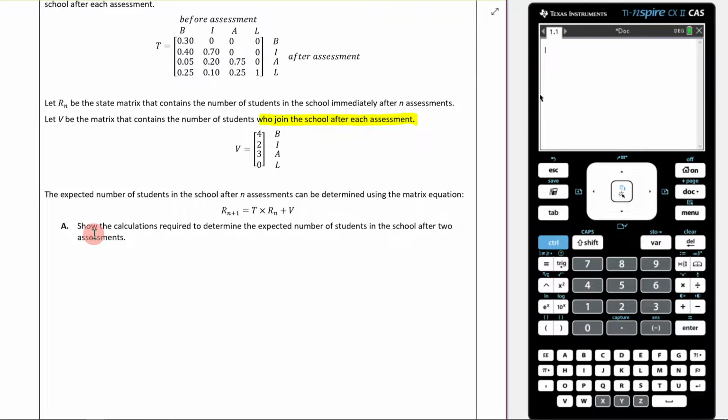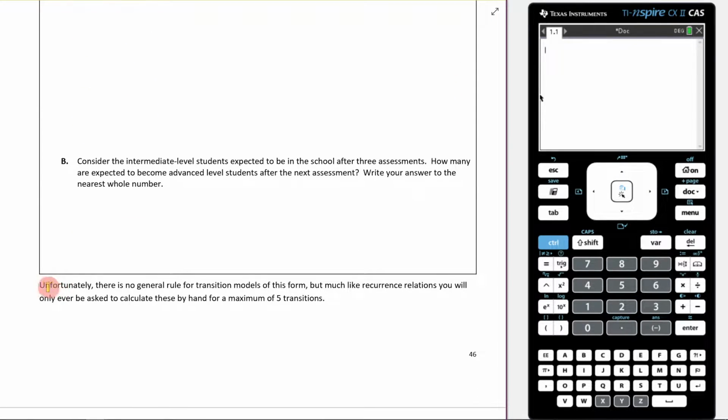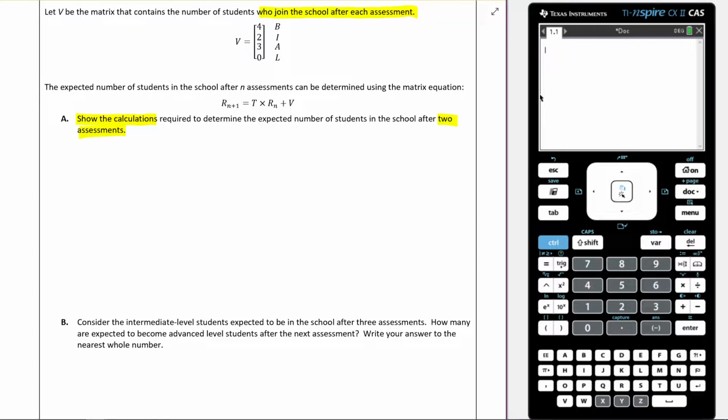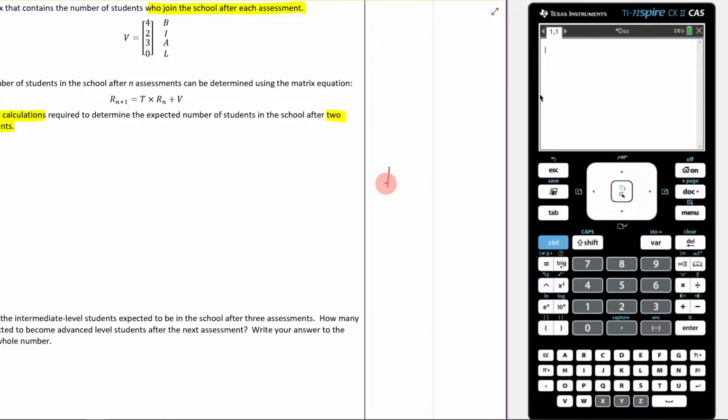Now, the first thing asks us to show the calculations required to determine the expected number of students in the school after 2 assessments. A really important thing to take note of, which is actually written at the bottom of your page here, is that unfortunately, there is no general rule for transition models of this form. But much like recurrence relations, you'll only ever be asked to calculate these by hand for a maximum of 5 transitions. Normally what we do is write something like this. Don't write this down, but we could go T raised to the 2 power times your initial matrix. You can't use these general rules when you've got this right here.